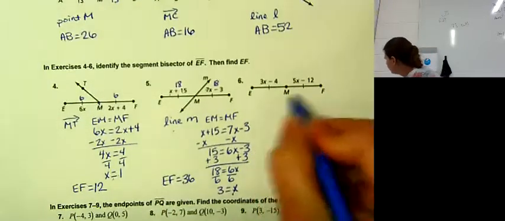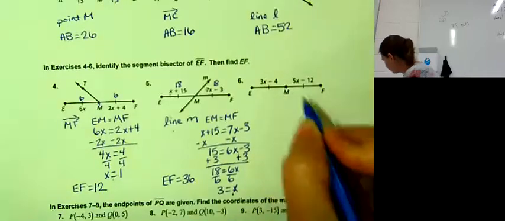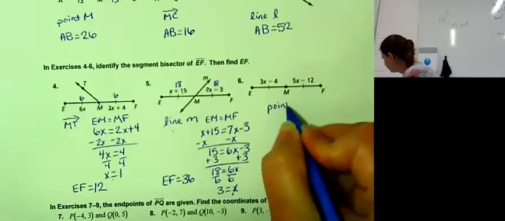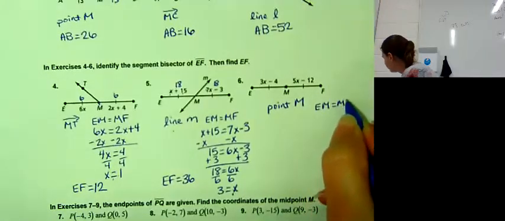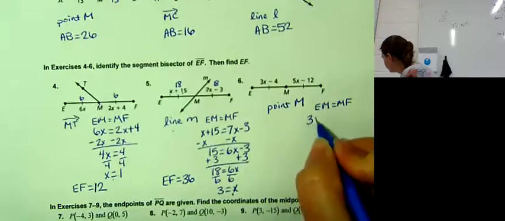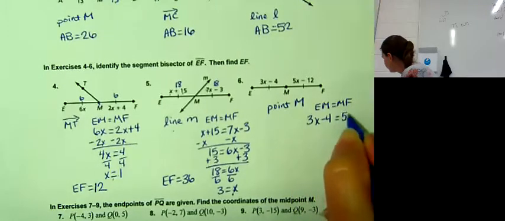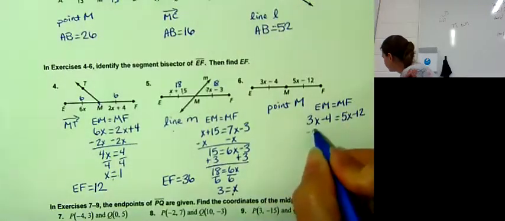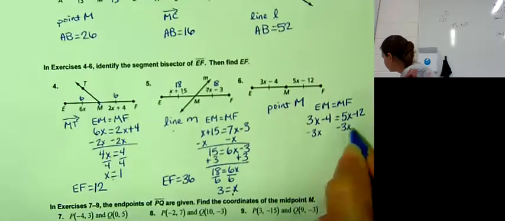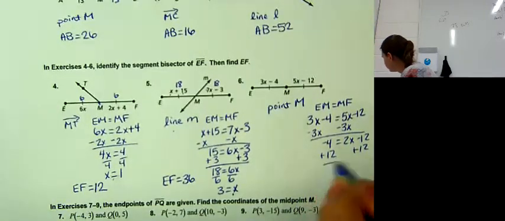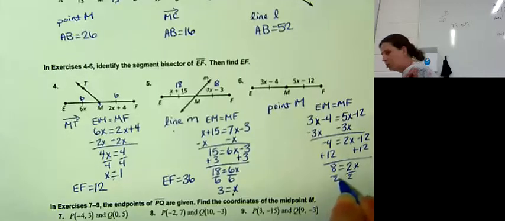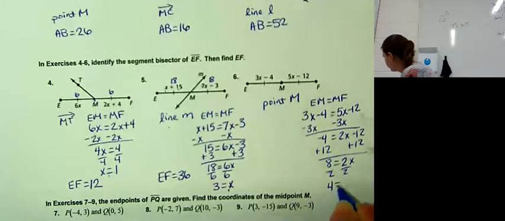And last one, so our segment bisector is point M. So EM is equal to segment MF. So 3x minus 4 is equal to 5x minus 12. So if I subtract 3x using my properties of equality, and then add 12, so I move my constants to the left, I get 8 equals 2x. So if I divide by 2, I find out that x equals 4.